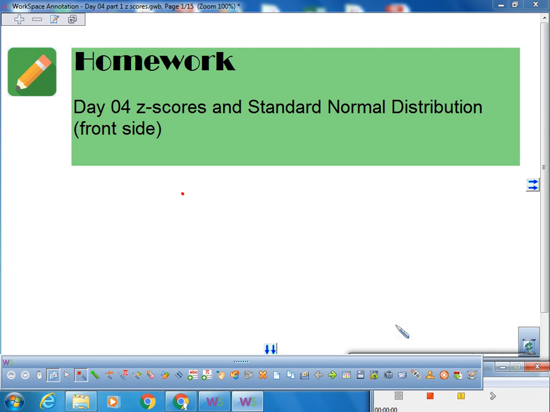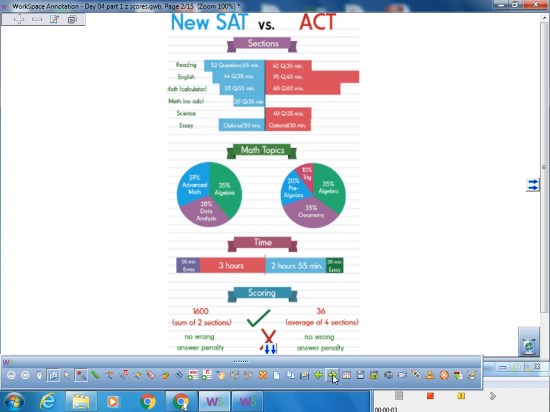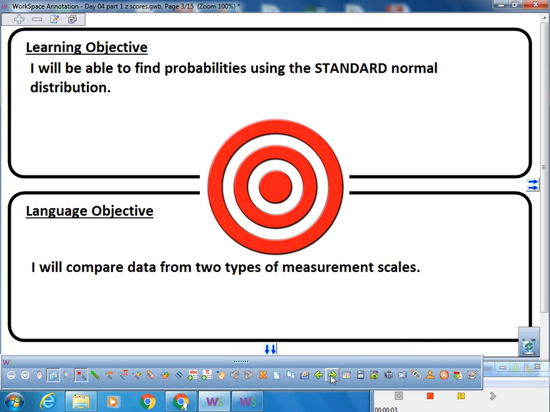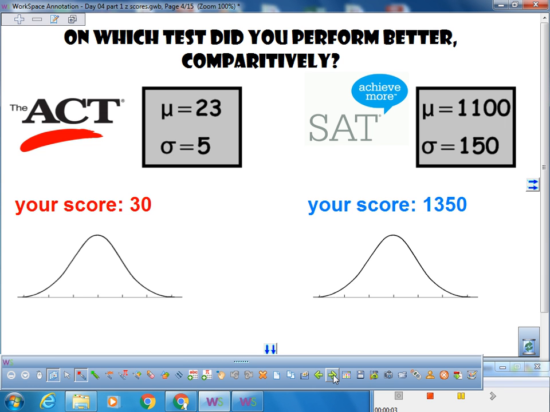We are going to look at these scores today. Very similar to yesterday. Okay, so there's something called the SAT and there's something called the ACT, right? But the thing about the ACT and the SAT, they're different tests. They measure different things, and they also have different scoring.